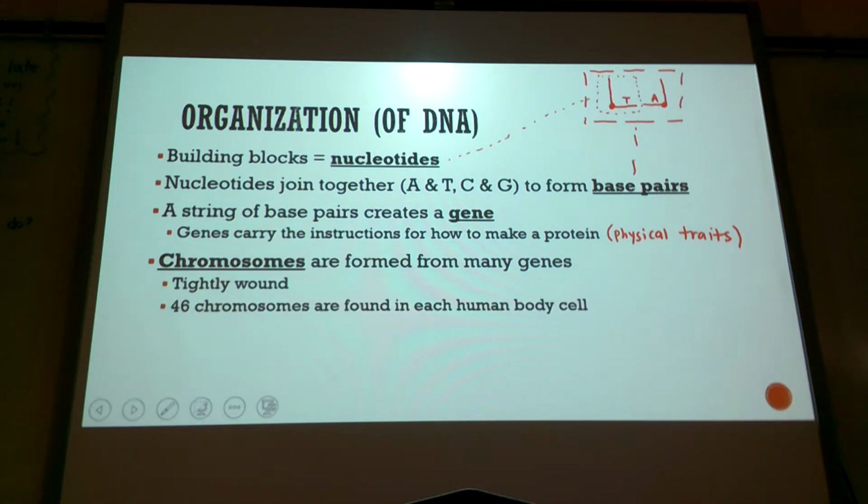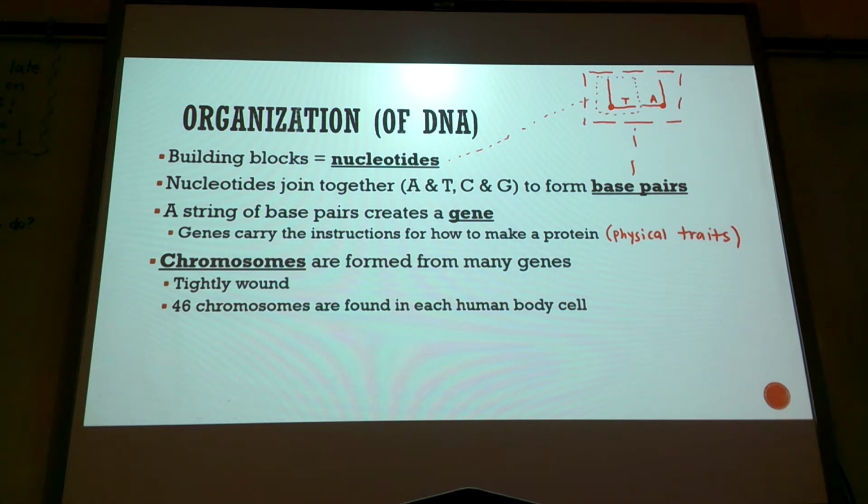Now, you have 46 chromosomes in every single one of your body cells. And I use that word body cells specifically because next semester you're going to find out that your reproductive cells, the sex cells, are the exception to the rule. They don't have 46 chromosomes. They actually have half that number. We don't need to worry about that right now. But your body cells, your skin cells, your muscle cells, your stomach cells, your brain cells, they all have 46 chromosomes each.